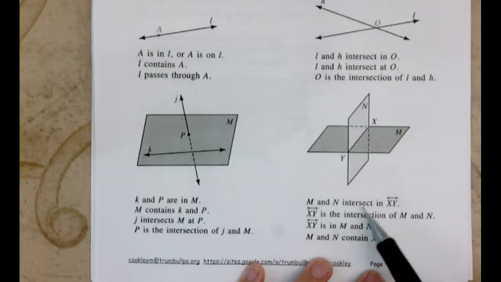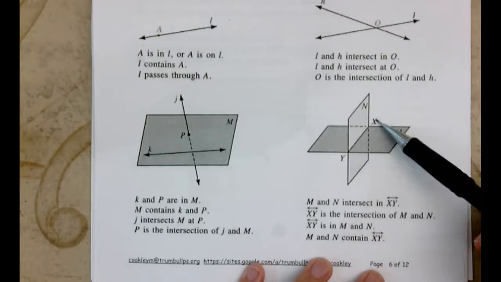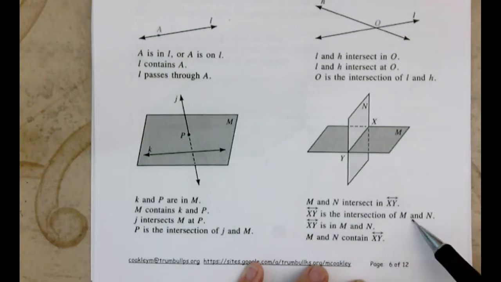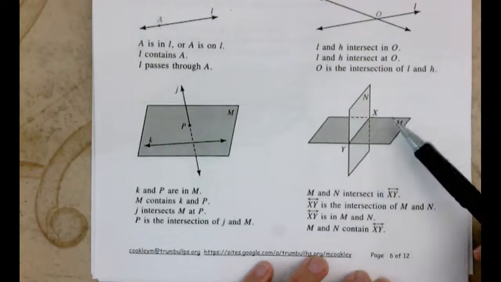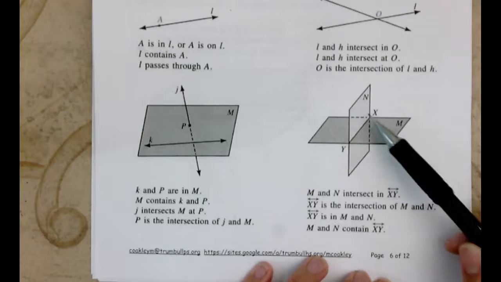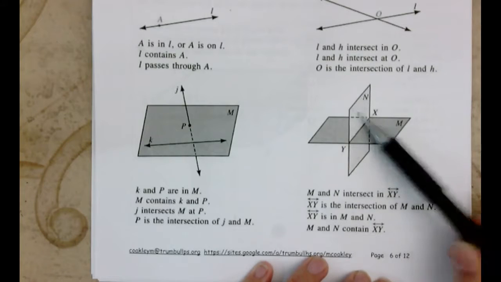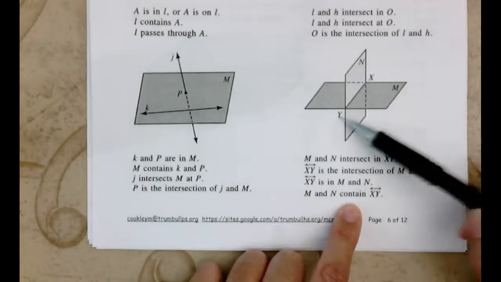Plane M and N intersect in line XY. 2 planes always intersect in one line. Okay. XY is the intersection of plane M and plane N. Line XY is in planes M and N. This line is in both this plane and this plane, and that's the intersection of 2 planes. Planes M and N contain line XY.